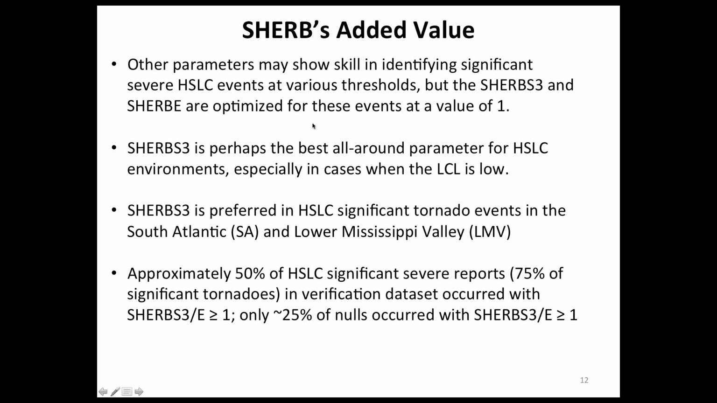And the Shear S3 in particular is very skillful in dealing with these surface-based low LCL cases, which do include the majority of high shear CAPE significant tornado events in the southeastern U.S. And again, going back to the box and whisker plots, the majority of high shear CAPE significant tornado reports did occur with Shear S3 and Shear B values over 1, and the greatest discrimination from both parameters was when comparing environments that produced significant tornadoes to those producing non-severe convection.